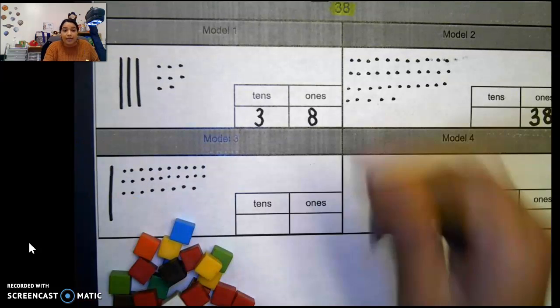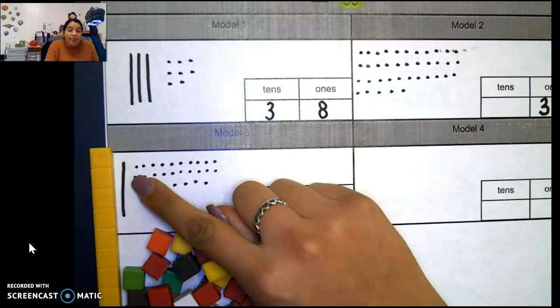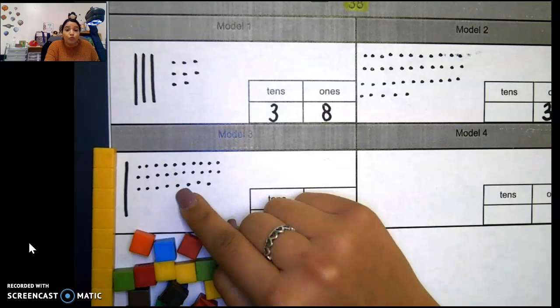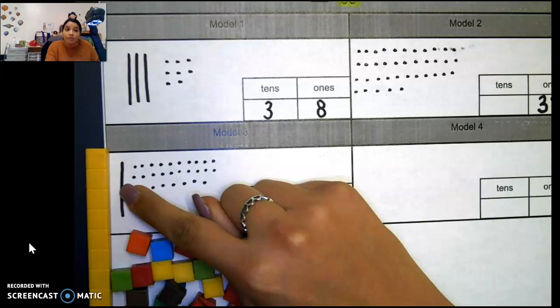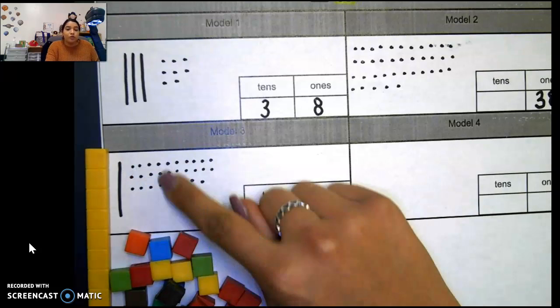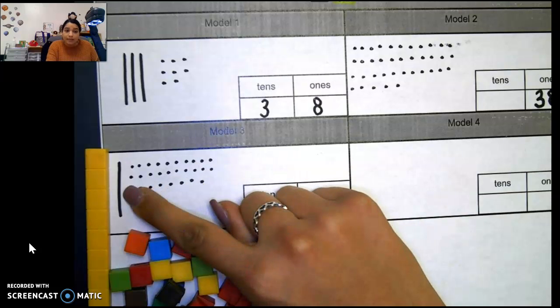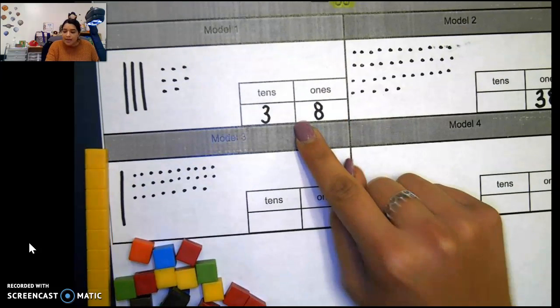So I have a 10 long, and then I counted all the way until 38, and I drew 28 dots. So I have a 10 long because that gives me 10, and then I had 28 dots. So 28 plus my 10 long, so 1 ten long plus 28 ones still gives me 38.